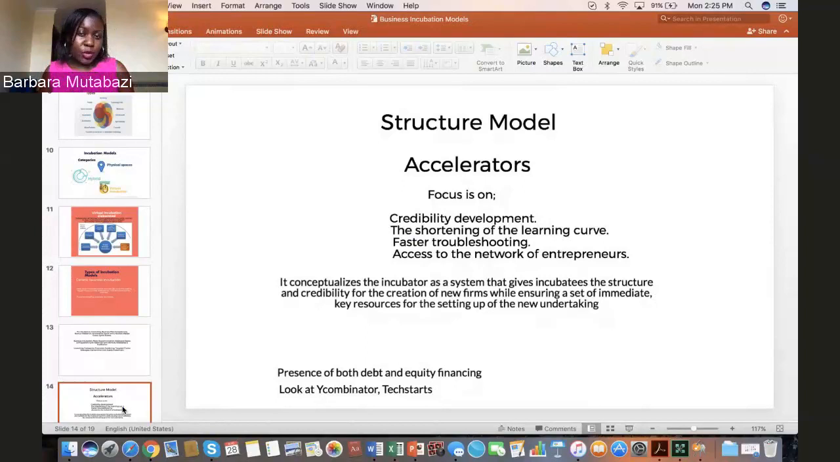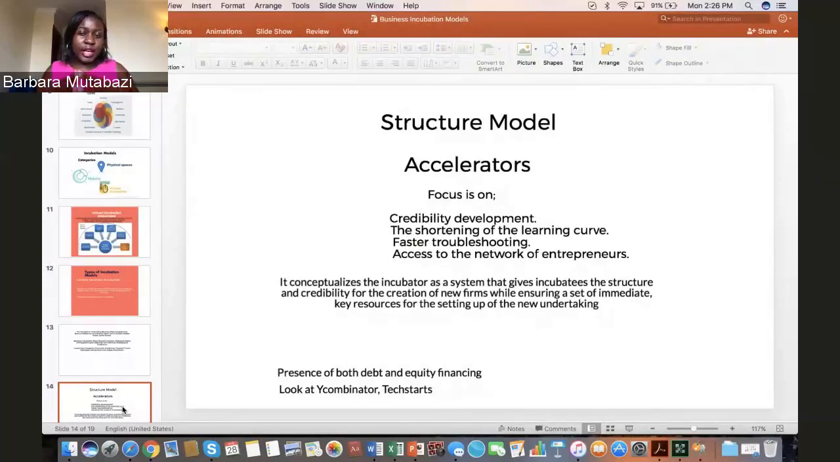Most incubators, typical incubators, do accelerators for early stage, i.e., idea stage incubators. Idea stage incubatees, or growth stage, where you're now supporting them in a particular thing. So in these days, a presence of both equity and debt financing. Most accelerators like Y Combinator, Techstars will actually offer money. Some of them will not, like Unreasonable East Africa will not give you money, but they will connect you to other investors that will be able to give you money.